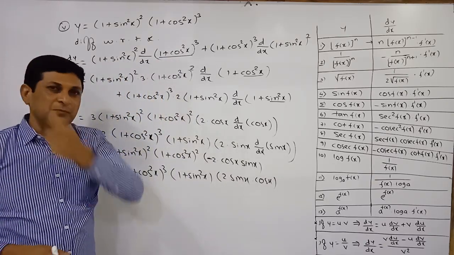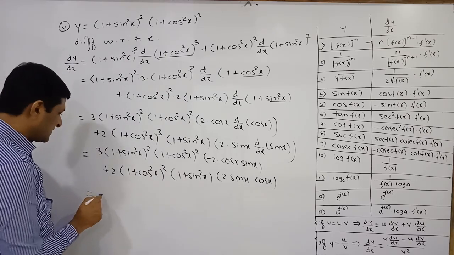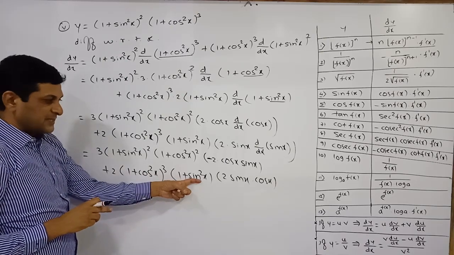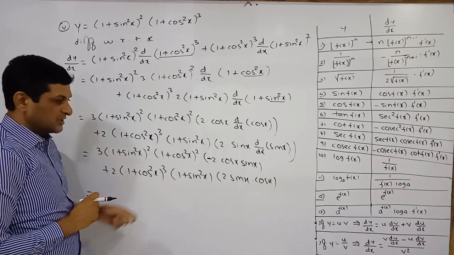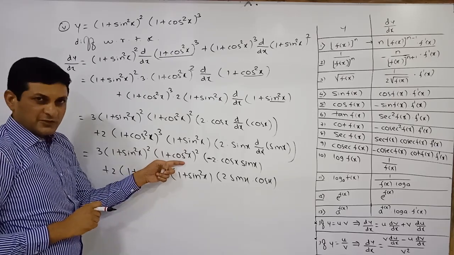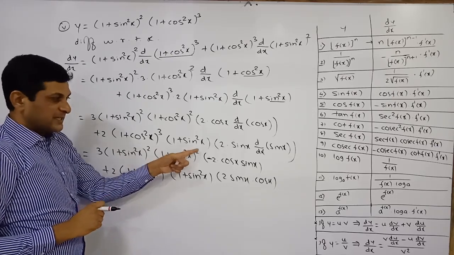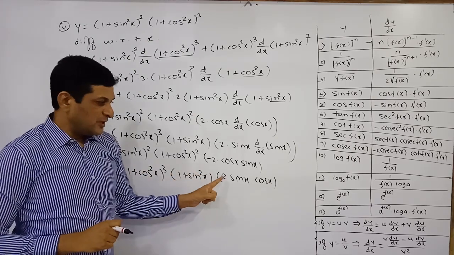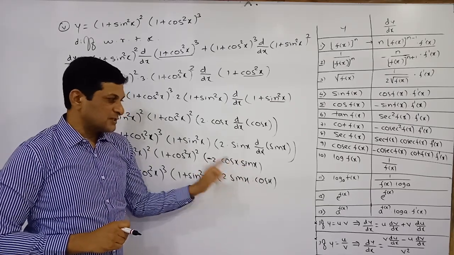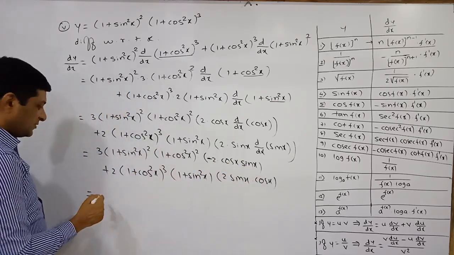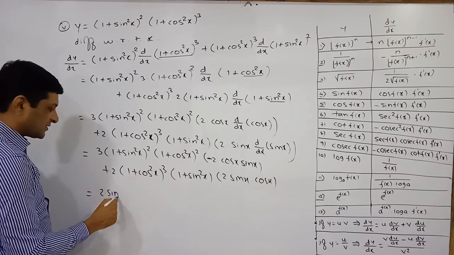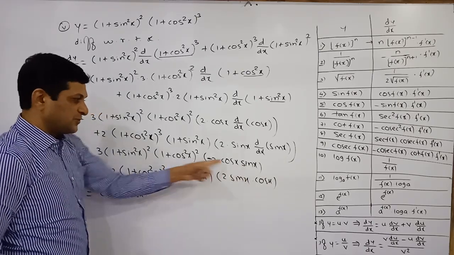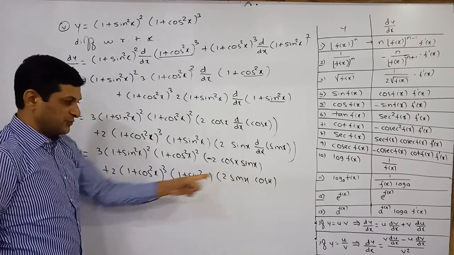Now the remaining part is simplification. Let us simplify it. If you observe this whole expression, we are able to take (1 + sin² x) common from both terms. Again we can take (1 + cos² x)² common from both terms, and even 2 sin x cos x common from both terms. Now this will be the negative term because minus appears here, and this will be the positive term.